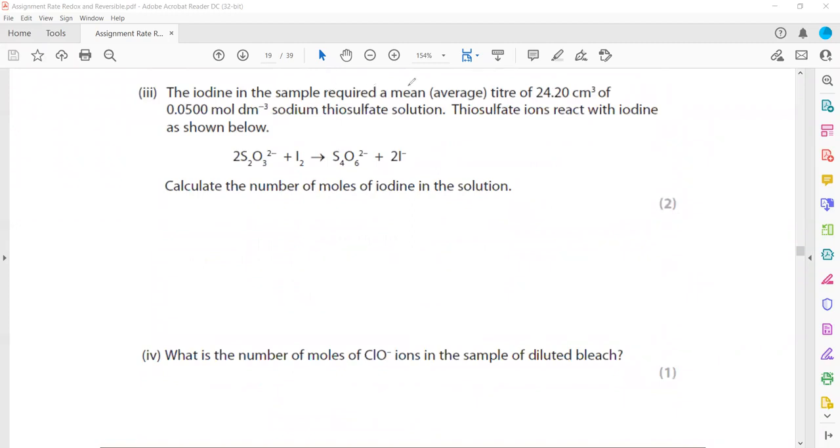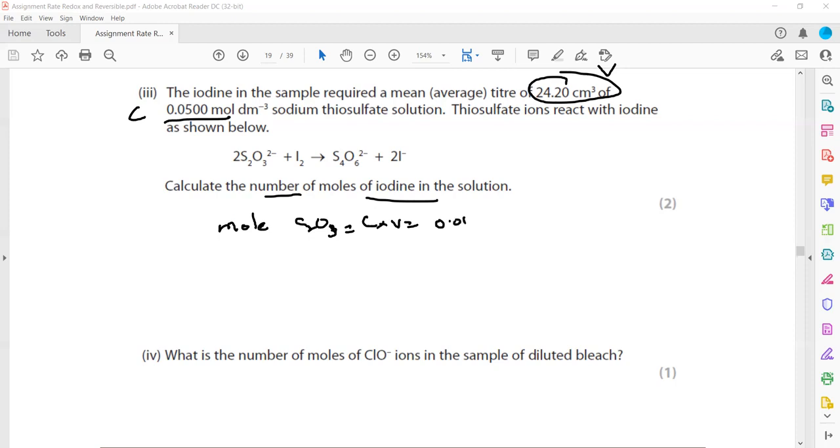The iodine in the sample required a mean or average titer of 24.2. The concentration is 0.05. Thiosulfate ion reacted with iodine as shown. Calculate the number of moles of iodine. So how to get the number of moles of iodine? We have the volume of thiosulfate needed and this is the concentration. First we'll get the moles of thiosulfate, S2O3, that is concentration into volume. So concentration 0.05, volume is 24 divided by 1000. So we'll get the moles, 1.2 into 10 to the power minus 3.